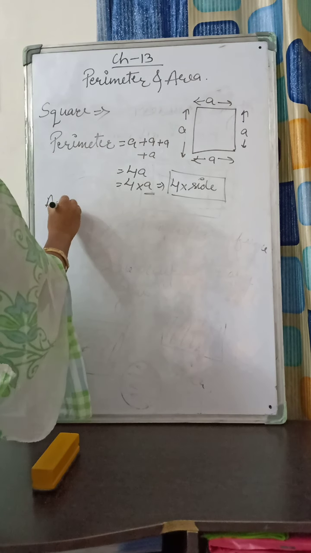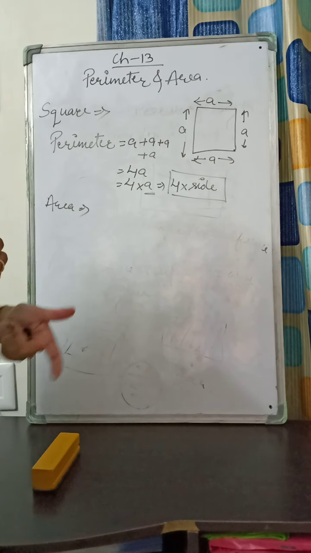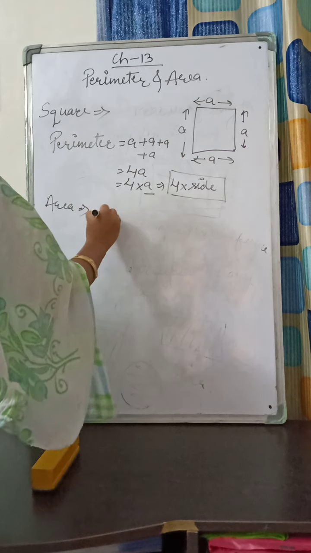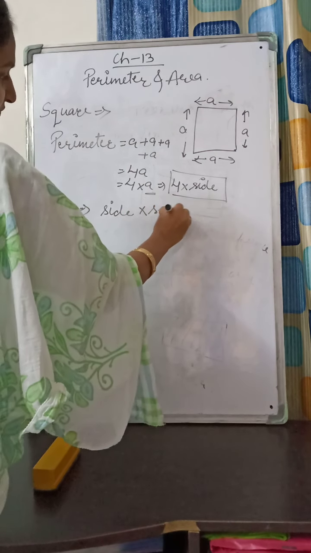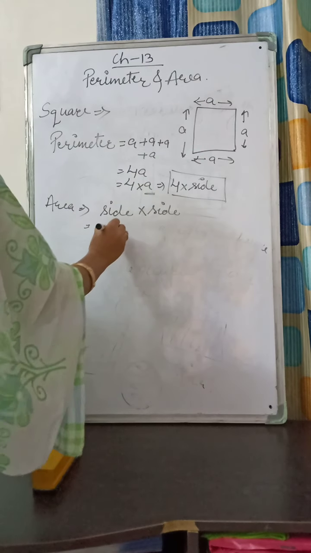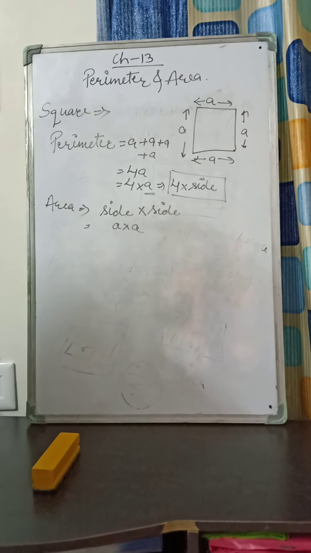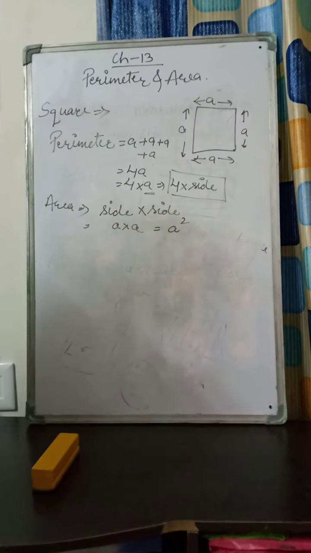And next is area. Area is the space occupied, and the formula for the area of a square will be side into side, that is A into A. Side into side is A into A, or we can say that this one is A square.